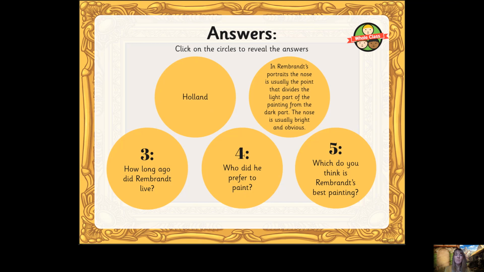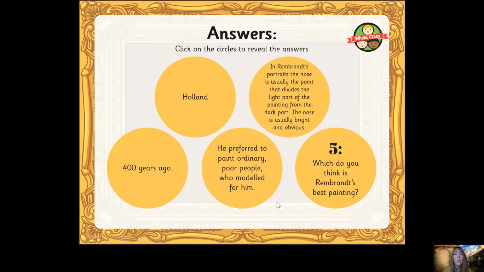How long ago did Rembrandt live? It was 400 years ago. Question 4. Who did he prefer to paint? Was it rich people or poor people?